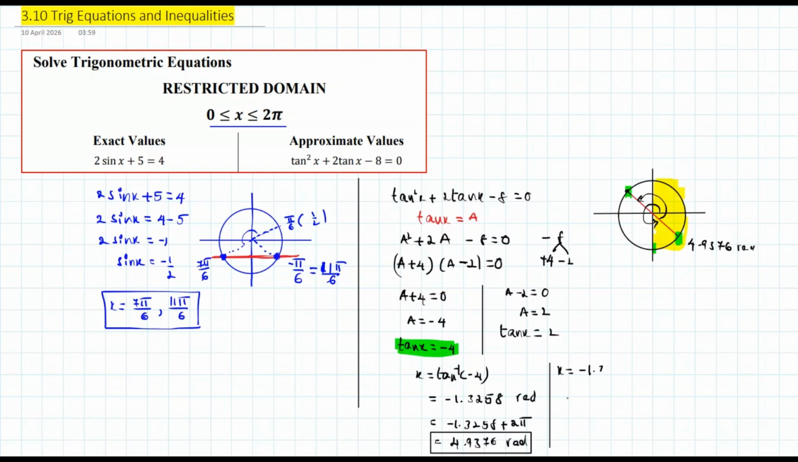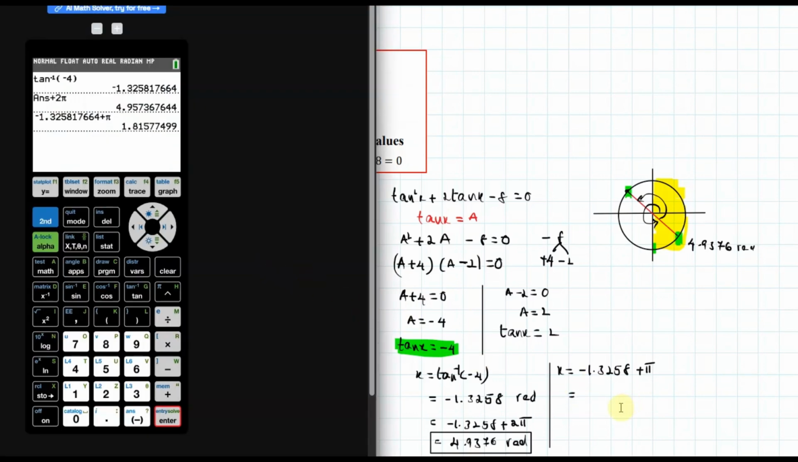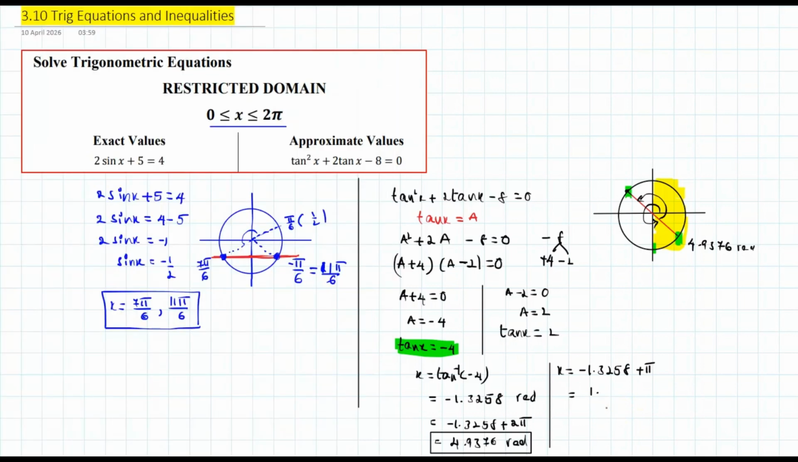So x equals -1.3258 plus pi, we get 1.81577 radians. So that is the angle in the second quadrant, 1.81577, this angle. Okay, so this is the solution for tan x equal to -4.